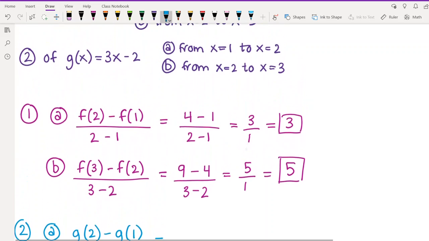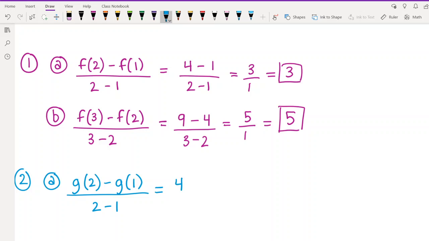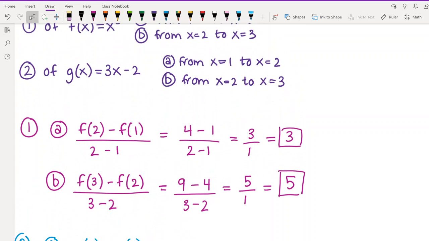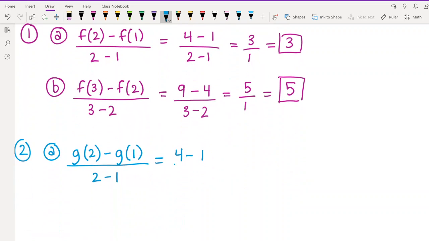What do we get when we plug 2 into this function? Well, g of 2 is 3 times 2, which is 6, minus 2, which is 4. And what happens when we plug in 1? We get 3 times 1 is 3, minus 2 is 1. So actually, kind of coincidentally, we get the same outputs as we did with the other function, but that's not really the important part here. So we get 3 over 1, which is 3.